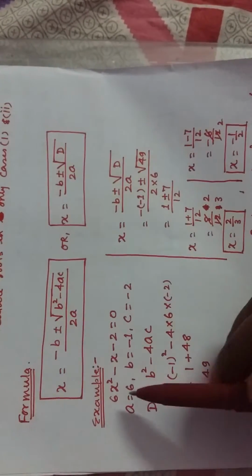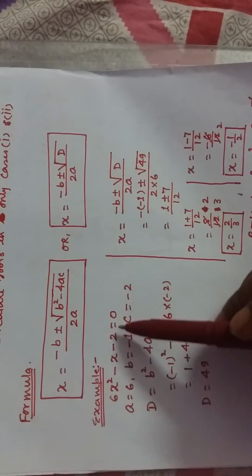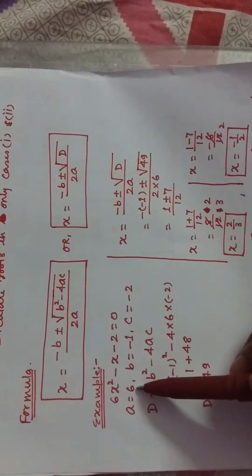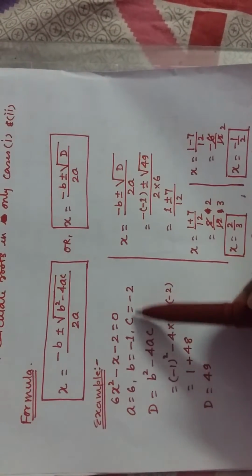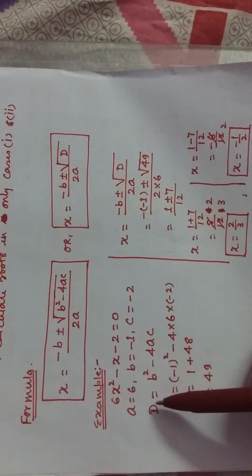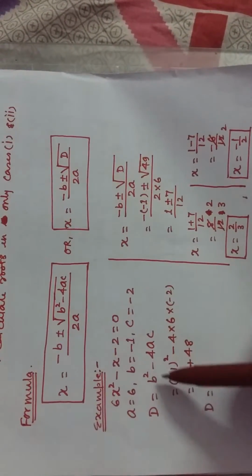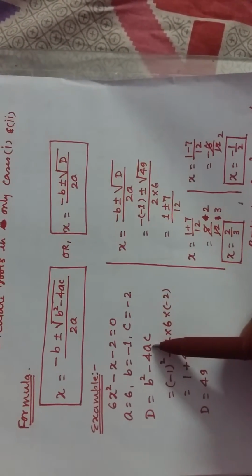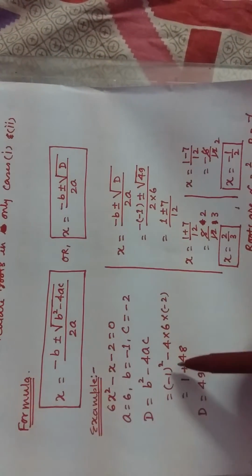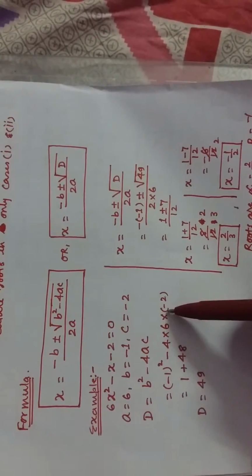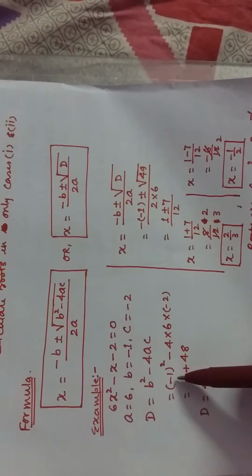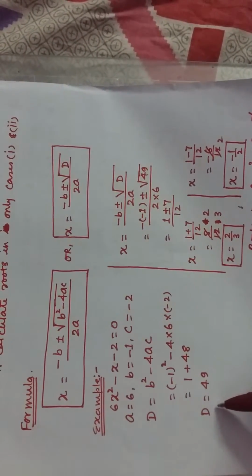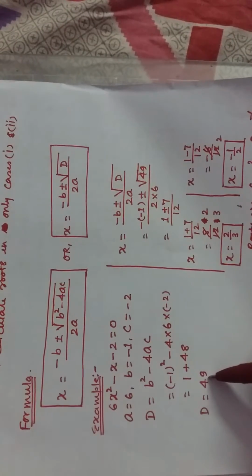Suppose I have an example as 6x square minus x minus 2 equals 0. In this case, the coefficient of x square, which is a, is 6, b is minus 1 and c is minus 2. First of all, we'll calculate the discriminant to check whether the roots are possible or not. Putting the values of b as minus 1, a as 6 and c as minus 2, what we get? Minus 1 square minus 4 into 6 into minus 2, and the square of minus 1 is 1, and the product of these three numbers is 48. So now we get D as 49.